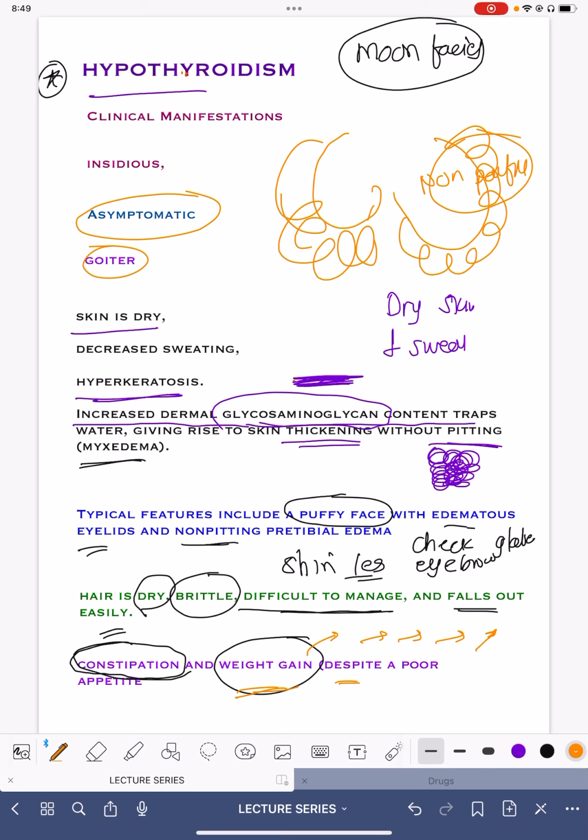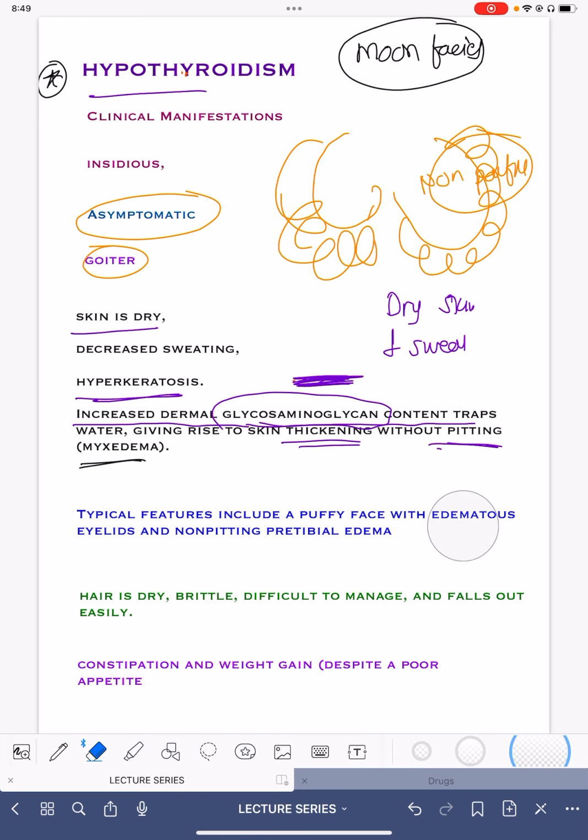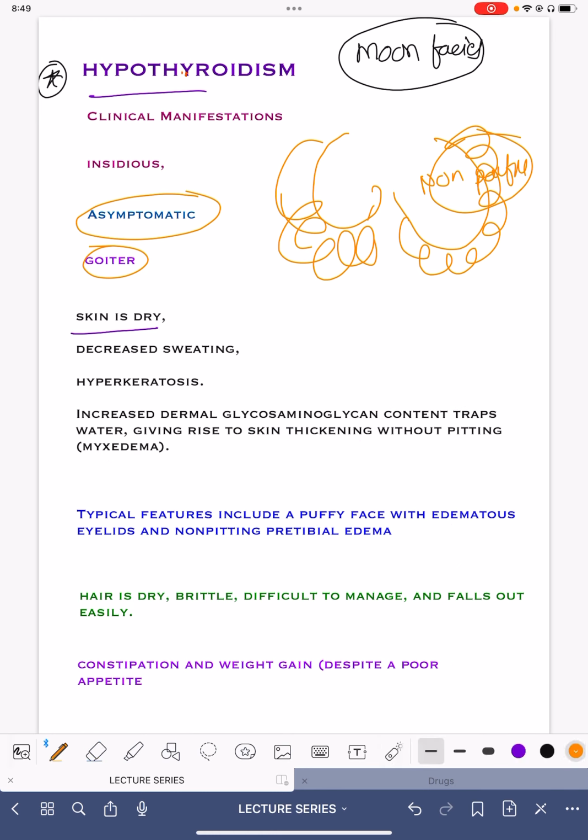So these are very important symptoms of a patient who has hypothyroidism, of which this puffy face is very important.